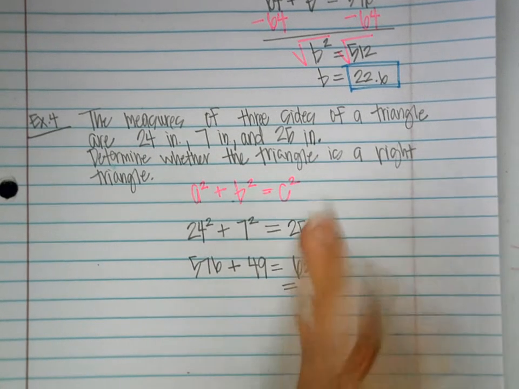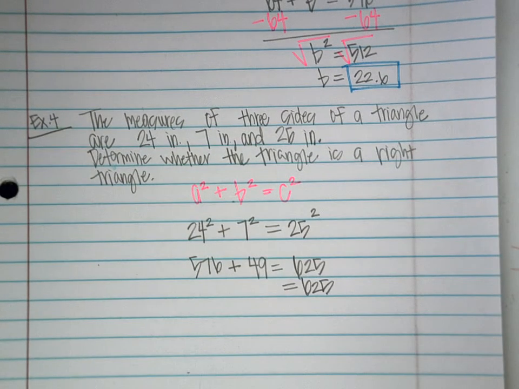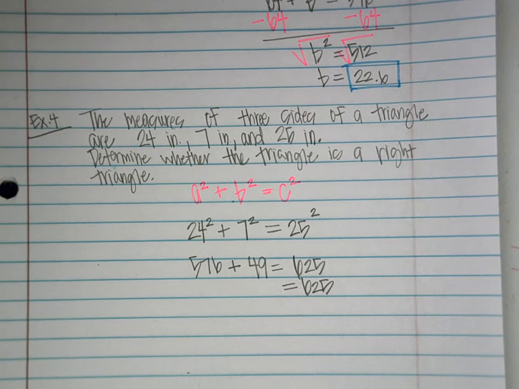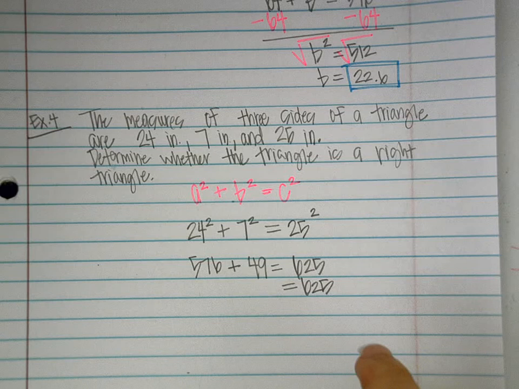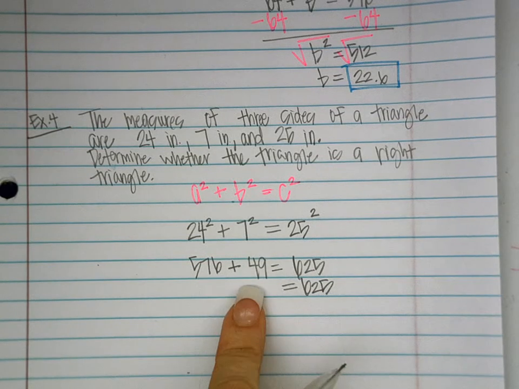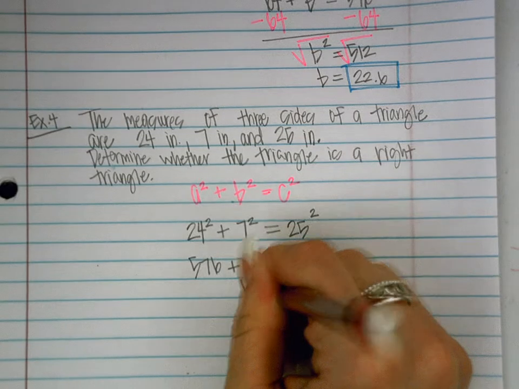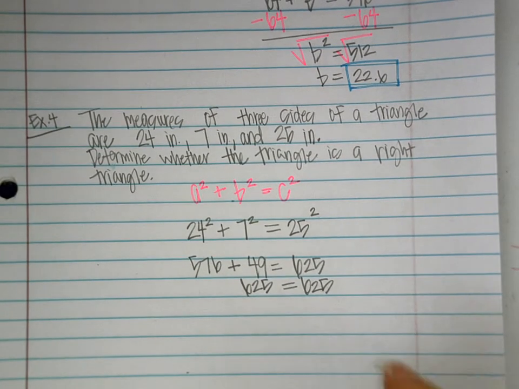If you add these together, what do I get? 25 squared, I looked up on the chart, is 625. Is 576 plus 49 equal to 625? Yes. So if you get 625 equals 625, or a true equation, what does that tell you? It is a right triangle.